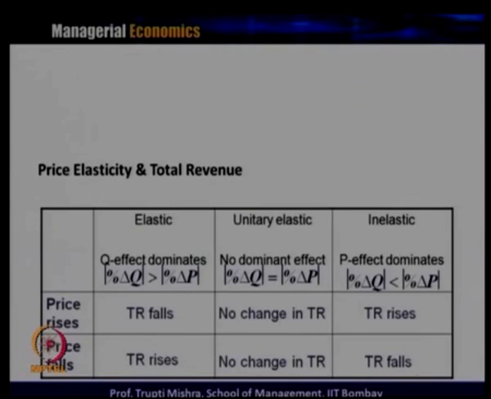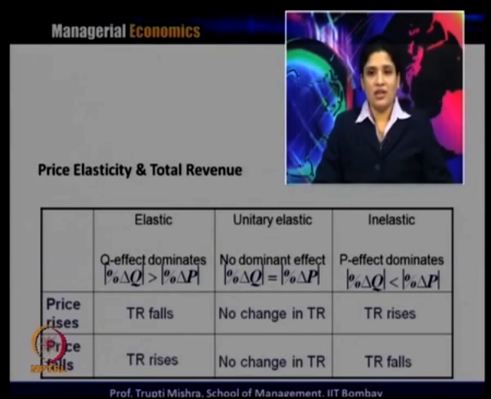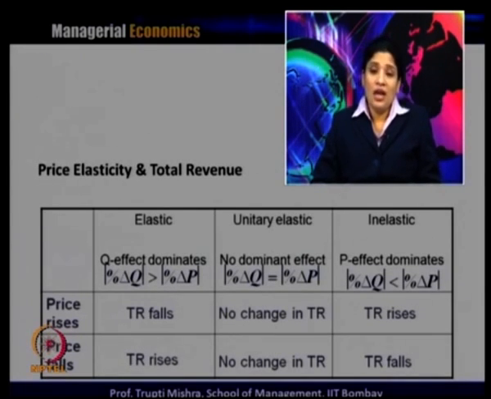Now, let us summarize the relationship between price elasticity and total revenue: what happens when there is an increase in the price and when there is a decrease in the price? If you look at the table, the first column talks about elastic demand, the second column is unitary elastic demand, and the third column is inelastic demand.